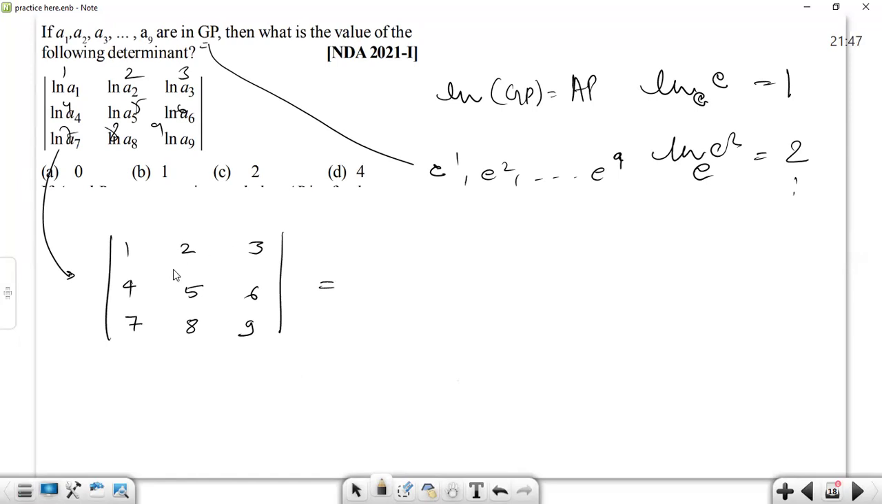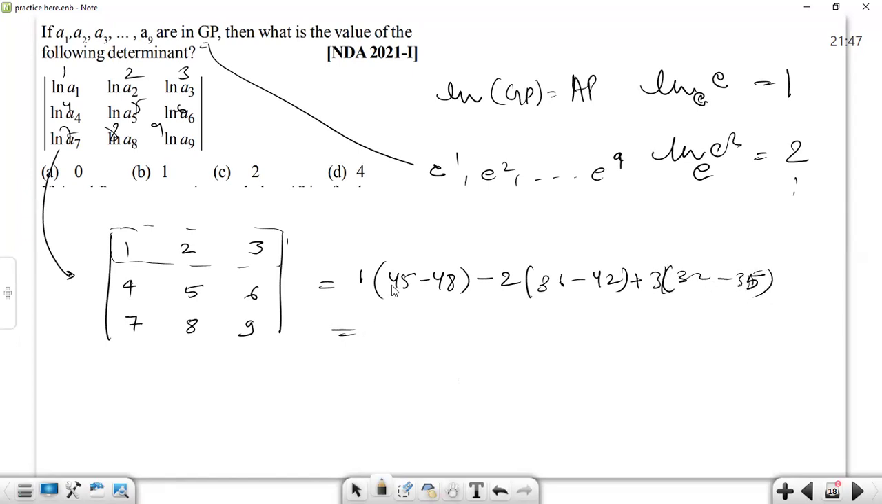Expanding using the first row. 1 times its cofactor: 5 into 9, 45, minus 8 into 6, 48, minus 2 times 4 into 9, 36, minus 6 into 7, 42, plus 3 times 4 into 8, 32, minus 7 into 5, 35.